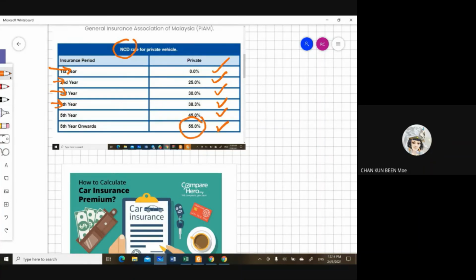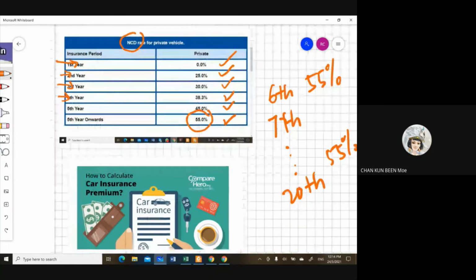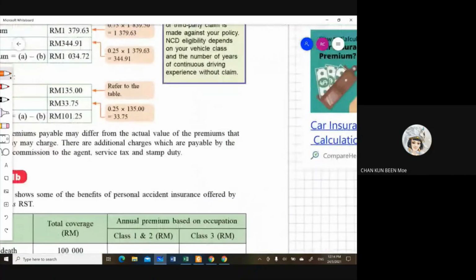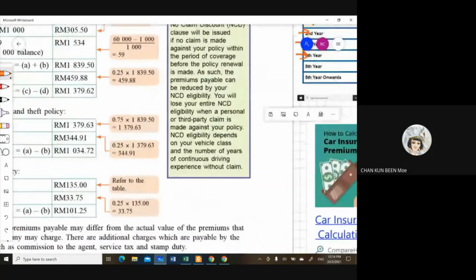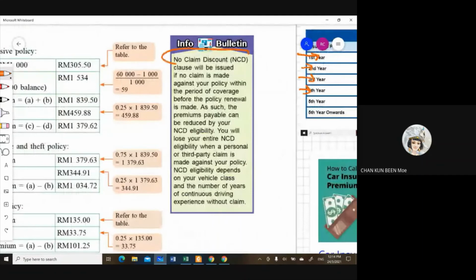So no more discount after 55, meaning that for the 6 years, no more increasing and no more discount. For the 6 years, it is fixed already at 55. 7th year, 8th year, 9th year, 10th year, 20 years, your car already 20 years old, it is still 55%. No more extra. So this one is extra knowledge for you only. NCD means no claim discount. You also can see in your book here. No claim discount, that will be issued if no claim is made against your policy within the period of coverage before the policy renewal is met. Okay, I don't want to talk so long over here.